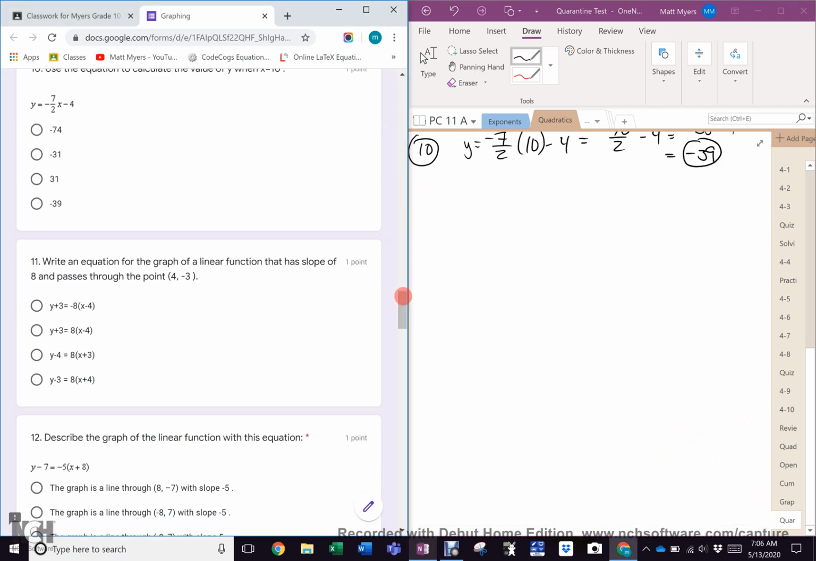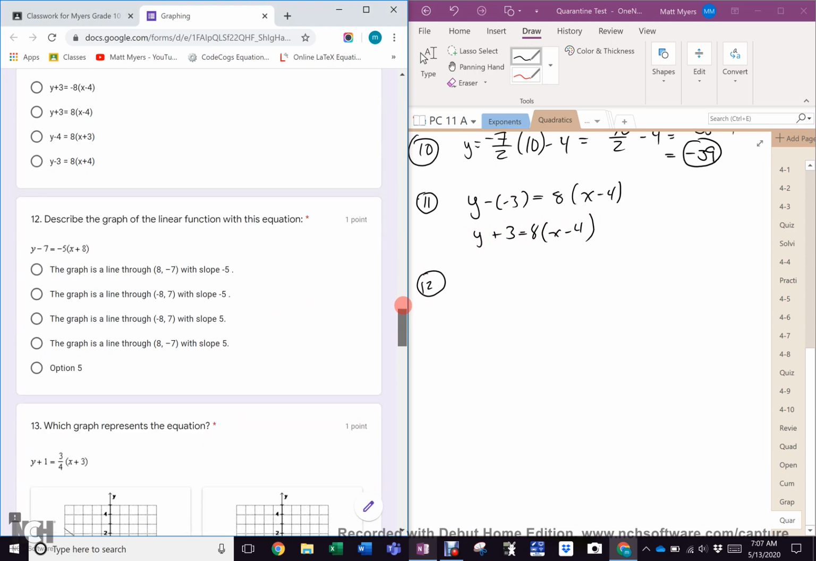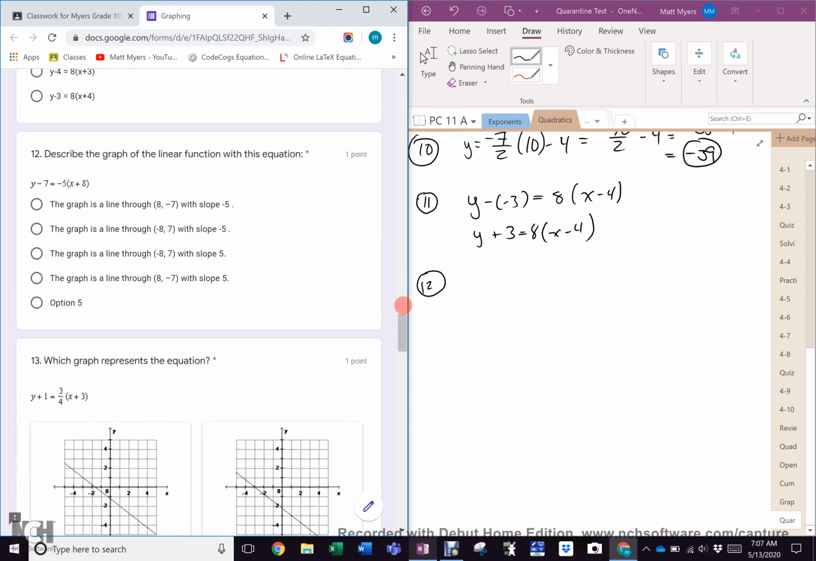Number 11, you have a slope of 8 and it passes through that point. So it's y minus 3 equals 8x minus 4, but y minus 3 is y plus 3, 8x minus 4. Number 12. Describe that. Well, you know the points are -8 and +7, and its slope is -5.